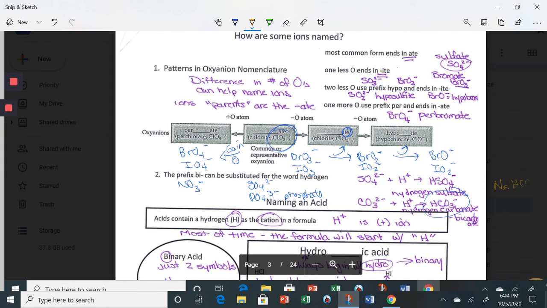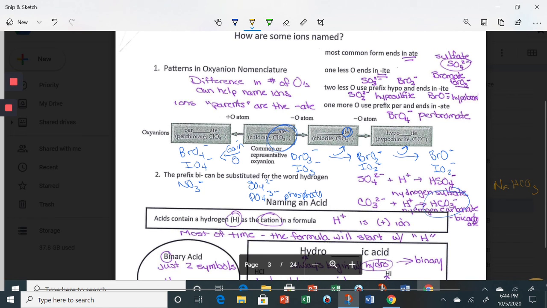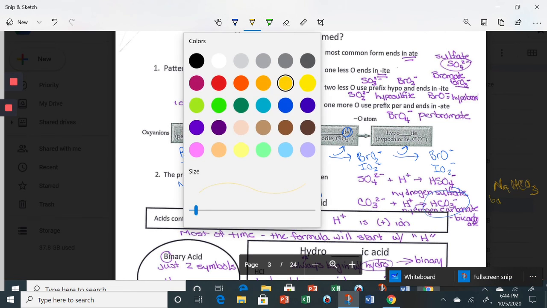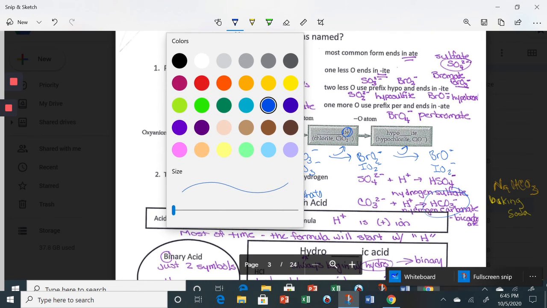bicarbonate. That's not bright enough. That's awful. What happened to my really bright? Oh, I guess it's that one. NaHCO3. Right, this is baking soda. Goodness. Yeah, that's better. Baking soda. Oh, I know why. Silly me, I was using a pencil instead of the pen.